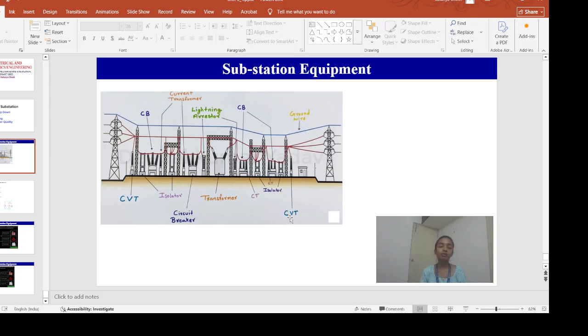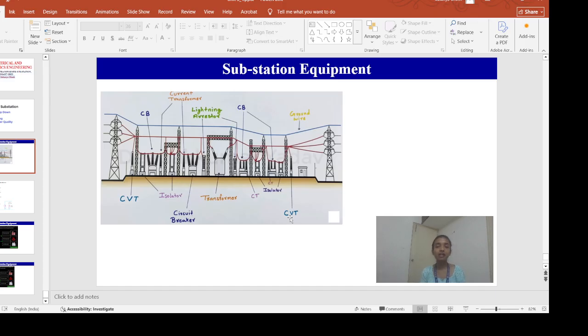Otherwise, when the voltage is less than 132 kV, suppose we want to convert 66 kV to 110 volt, for that we will use the potential transformer. So the CVT and PT are all step down transformers. That means the number of windings in the primary is higher than the number of windings in the secondary.